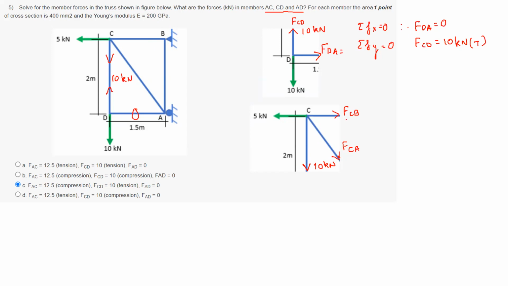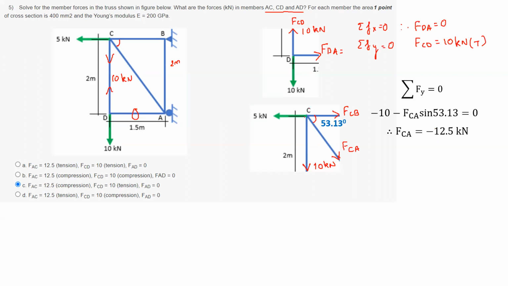Now the unknown in the Y direction is FCA, so we will apply summation Fy. This angle we have calculated, which is tan inverse of 2 divided by 1.5, and we get this value 53.13. Now apply Fy = 0. This will be minus 10 and this will be minus FCA sine 53.13. So minus 10 minus FCA sine 53.13 equal to 0, and if you calculate, we have FCA as minus 12.5 kilonewton.